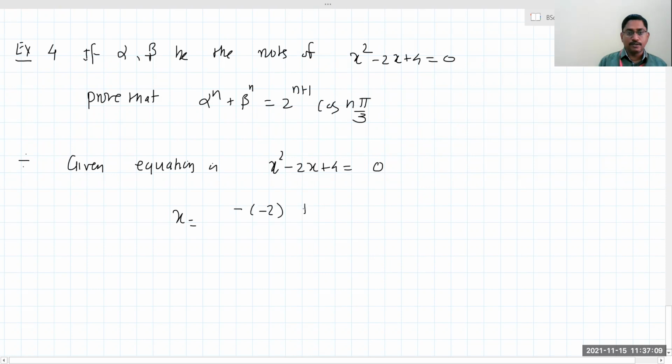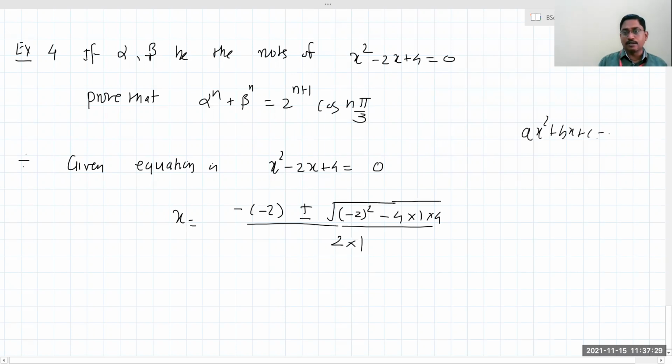x equal to minus b plus or minus square root of b square minus 4ac upon 2a. So when you have the equation ax square plus bx plus c equal to 0, how do you write its roots? Its roots are written as minus b plus or minus square root b square minus 4ac divided by 2a. So this is the way to find the roots of this equation.